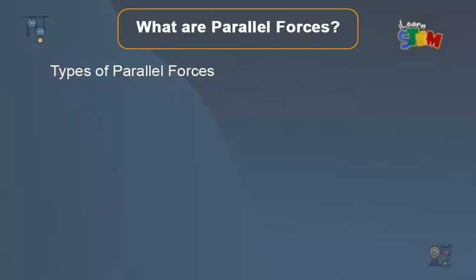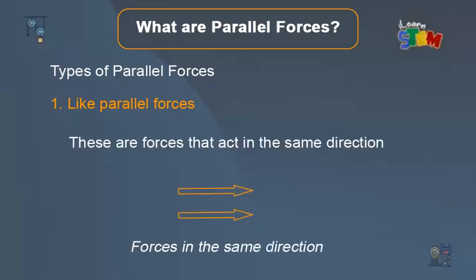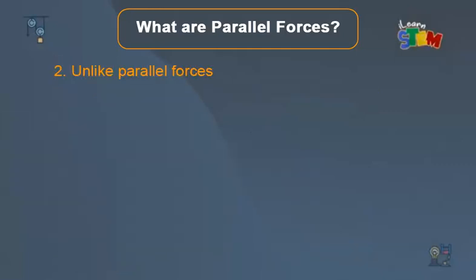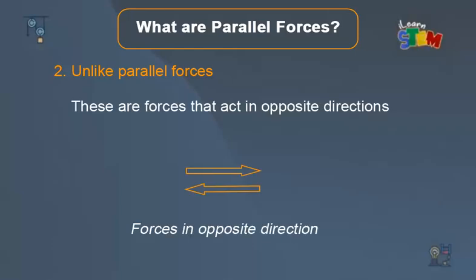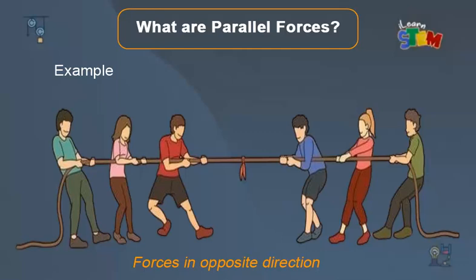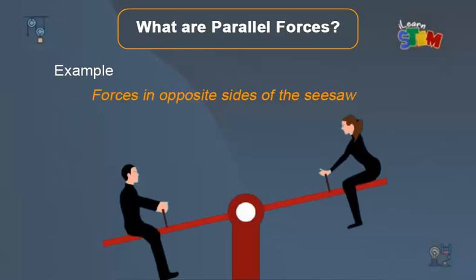Types of parallel forces. There are two main types of parallel forces. 1. Like parallel forces, these are forces that act in the same direction. Example, pushing a car together from the same side. 2. Unlike parallel forces, these are forces that act in opposite directions. Example, tug of war, where forces act on the same object in opposite directions. Or a seesaw with weights on both sides.